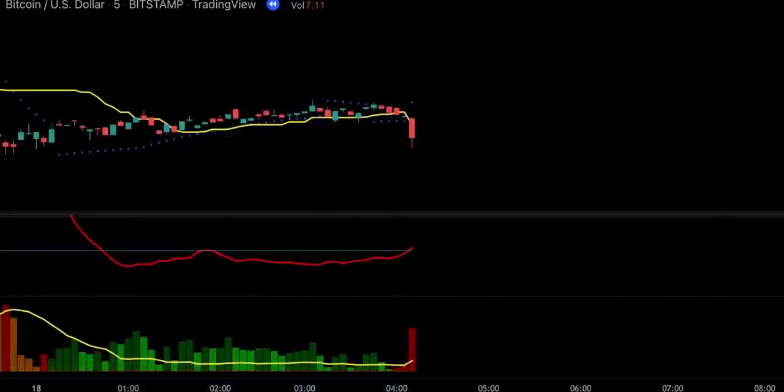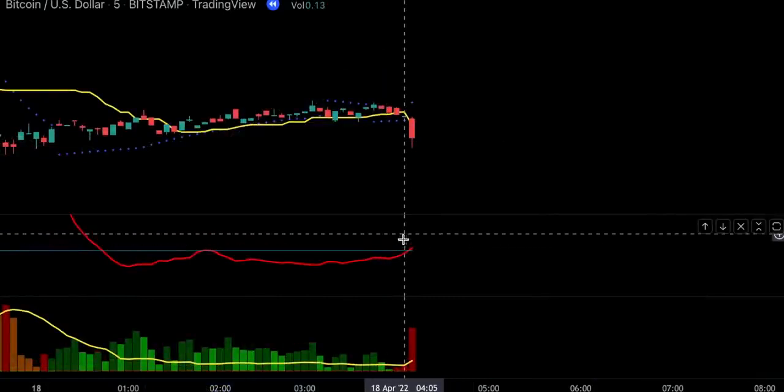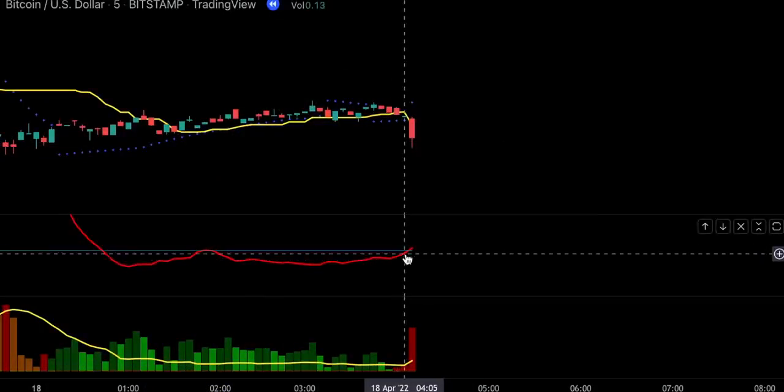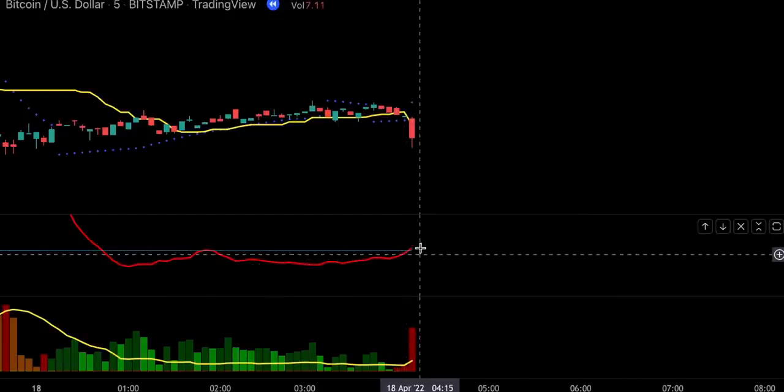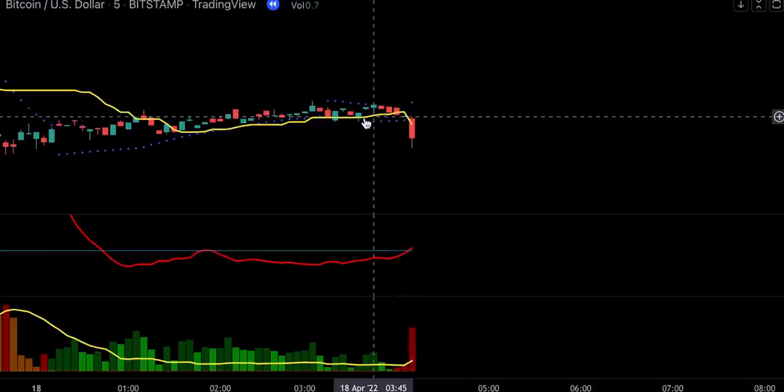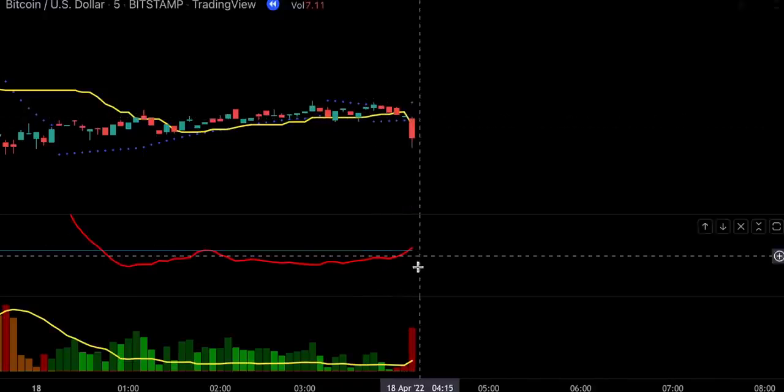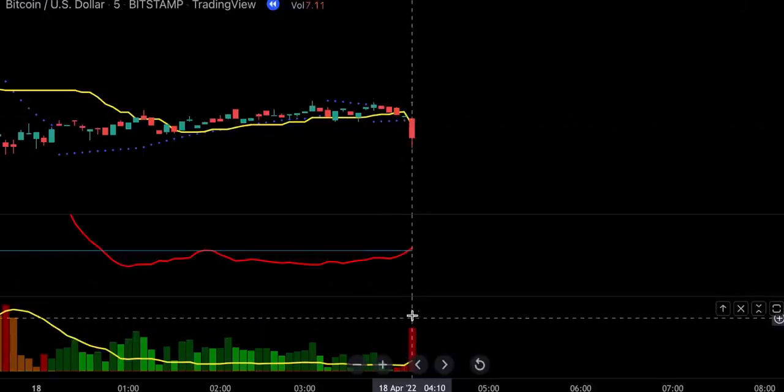For short trades, the rules are exactly opposite. So first of all, we're waiting for a new signal from our DD Index. So this red line has to cross above the zero line, and this would be considered as a new short signal. We also want the price to close below the Kijun Sen yellow line. And lastly, we're going to be looking for a bearish volume spike on our Waddah Attar Explosion.